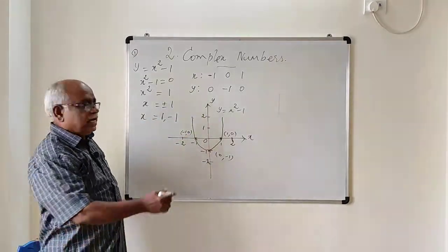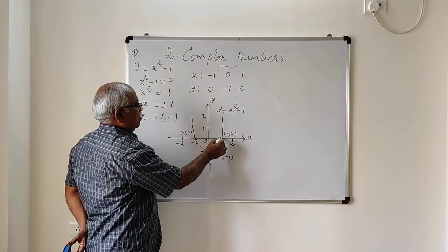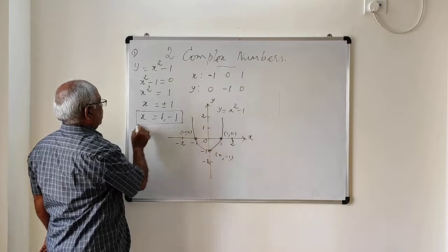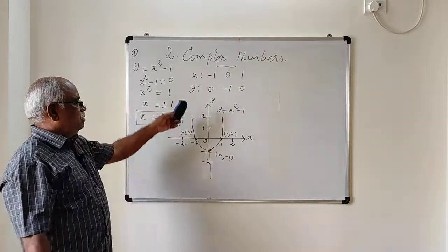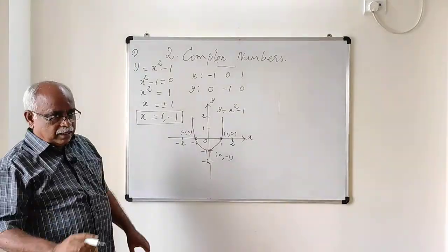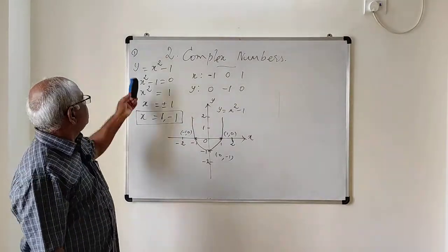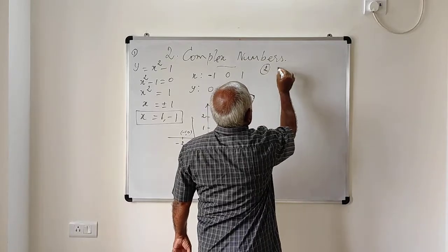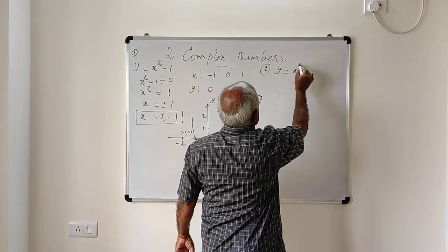This graph cuts the real axis at 2 points, minus 1 comma 1. Hence, the two values of x are 1 and minus 1, which are real roots. Like that. Now we consider the second equation, y equal to x square plus 1.